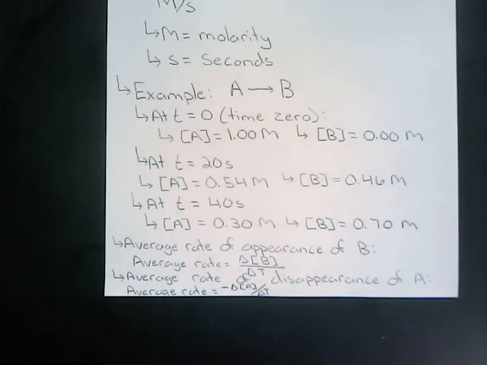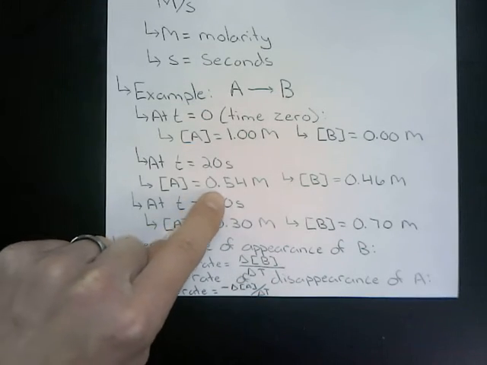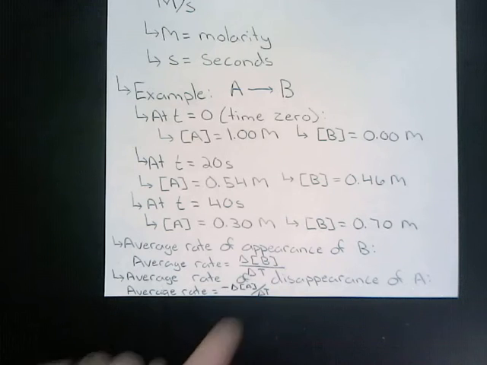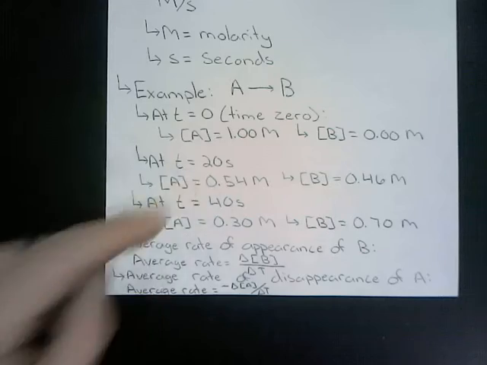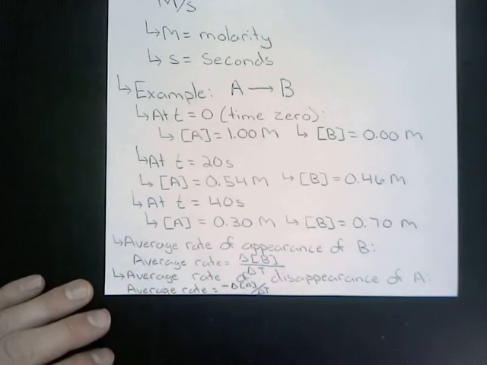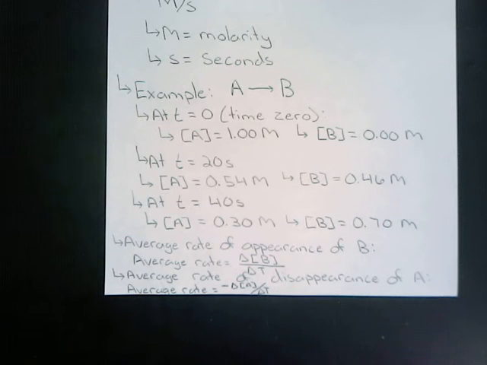So what we would have going on here is this. We would take the change of concentration of A, 0.54 minus 1, plug that into our formula, and divide it by the change of time, which in that case would be 20 seconds. Okay. Now, I'll make that a little bit clearer as we go through our particular sets of problems in the next set or page of notes.